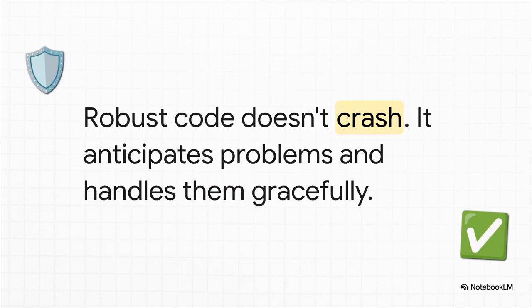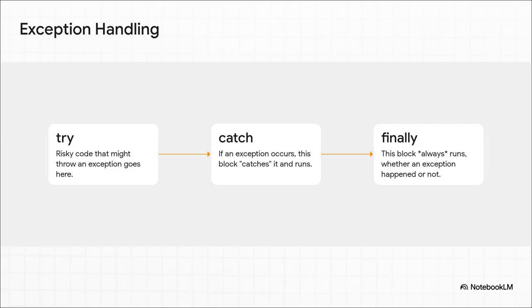So here's the secret. Great code isn't about never making mistakes. That's impossible. It's about building code that can take a punch and keep going. It's about anticipating that things will go wrong and handling them gracefully instead of just crashing and burning. And that, my friends, is what exception handling is all about. So, how do we do it with this magic little structure? The try, catch, finally block. This is your absolute safety net, and you are guaranteed to see this on your exam.